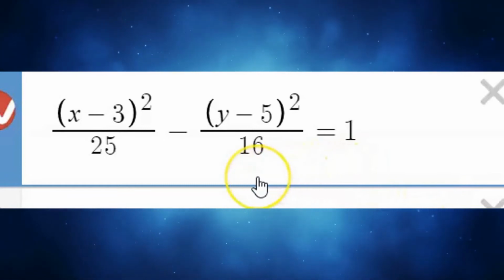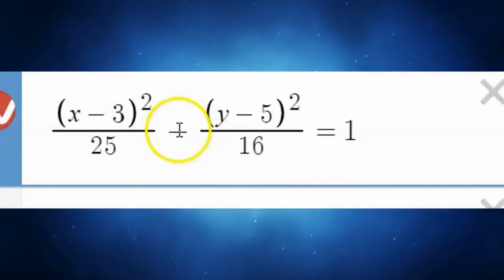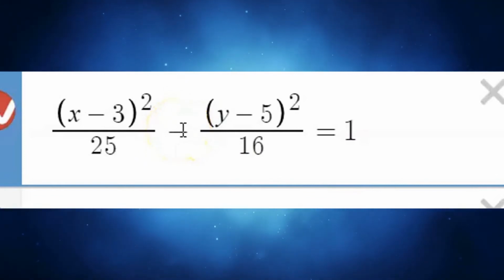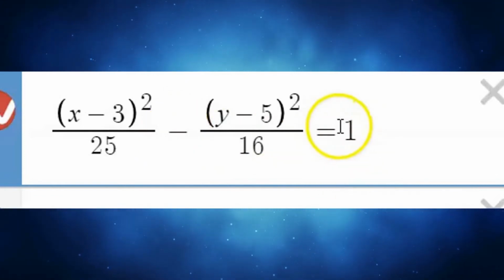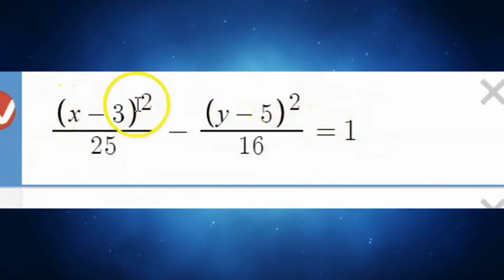Here's an example of an equation that is going to give us a hyperbola. Notice that it has a subtraction instead of addition like we had in the previous example, and also that it has to equal 1.